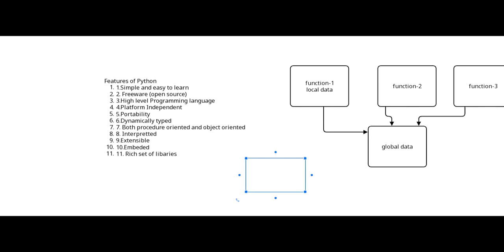Okay. Is it clear? If you have any doubt, you can ask me, no problem. What is meant by data abstraction? Without knowing the internal functionality.